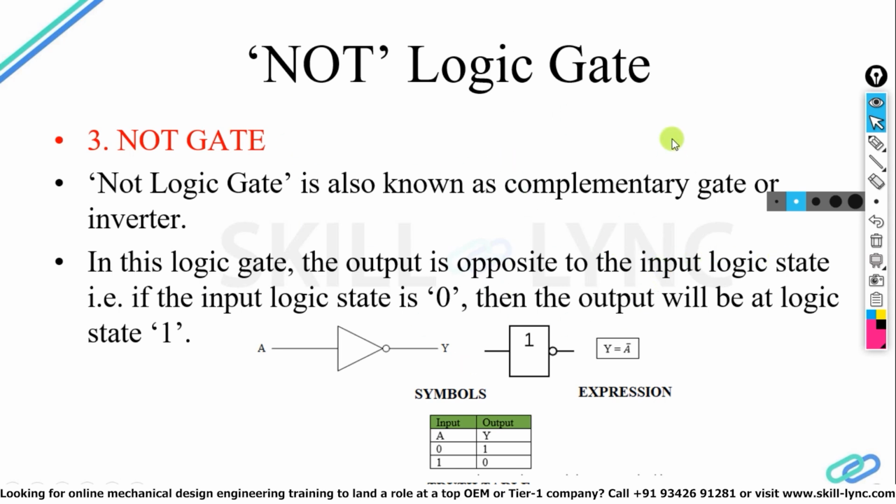Complementary means that whenever you give 0, you get 1. If you give 1, you get 0. Same like the operation of an inverter, the inverters that are in our homes. Whenever the main electricity is on, our inverter is in off mode. But whenever the main electricity is off, our inverter starts working, and we get the power from the inverter. The same thing happens here also: whenever the input is 1, you get output 0, and whenever your input is 0, you get 1.